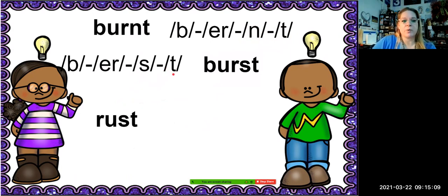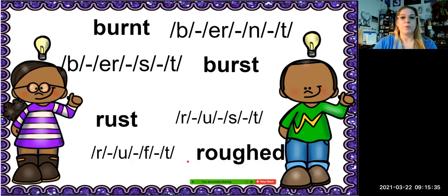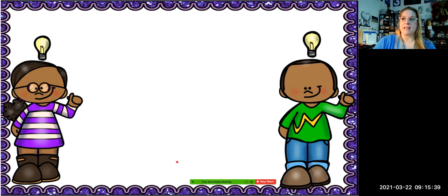Let's stretch that word out. We have rust. Rust. The st is the blend, and we're going to replace the first sound of the blend with f. So now we have ruffed. Ruffed. What is that new word? Ruffed. Good. Next sentence is someday I hope I can dunk a basketball.